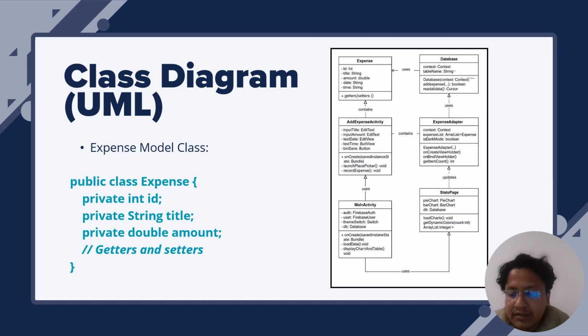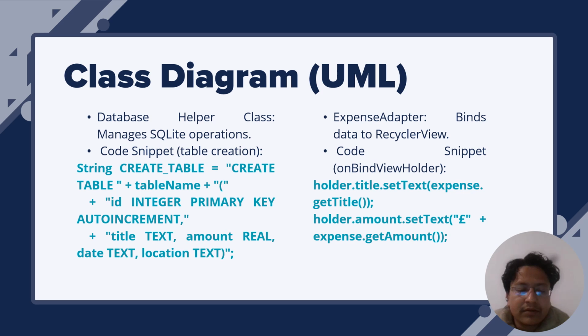Pointing to the database class. The database class acts as Personal Expense Tracker's librarian. It stores and retrieves expense objects using SQLite, with separate tables for each user. This keeps data organized and secure. Class diagram UML: the database helper class manages SQL operations, and the expense adapter binds data to the RecyclerView.